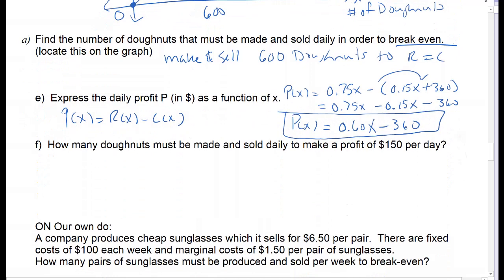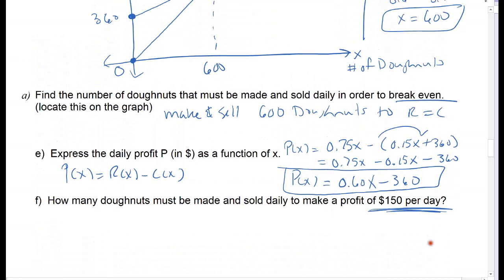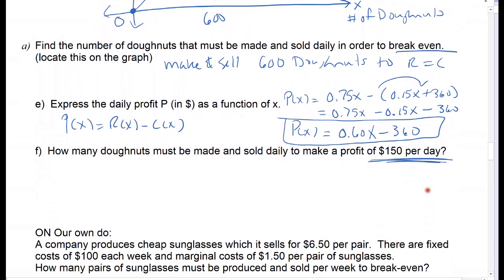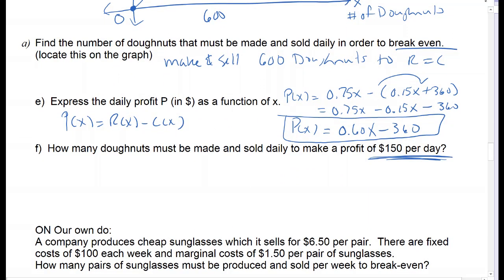Then we use it, right? Once we find profit, well, suppose her goal is to make $150 per day. How many donuts does she need to make and sell? So I know it's got to be past 600, because 600 is the break-even point. So at the very least, I know that I need to go beyond 600 to make my profit goal. So we need to find x, how many donuts, when profit is 150. Take 150, set it equal to my profit equation, and then solve for x.